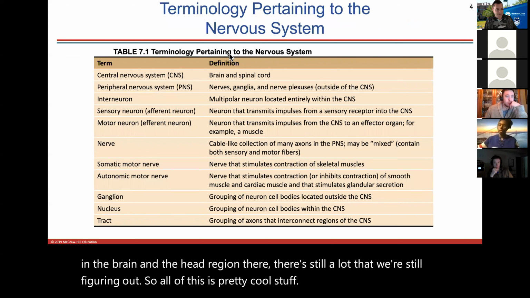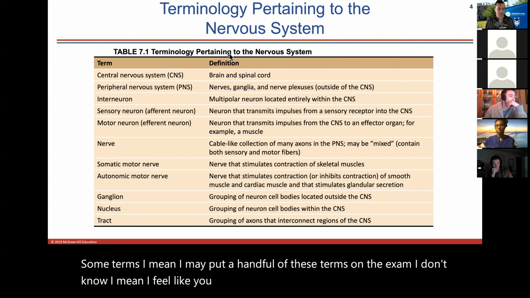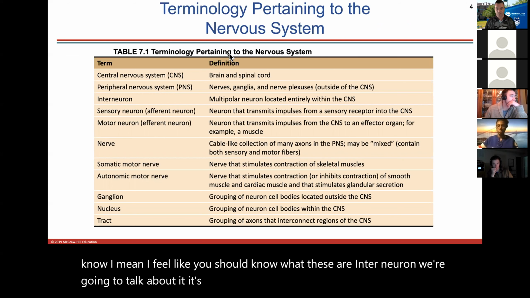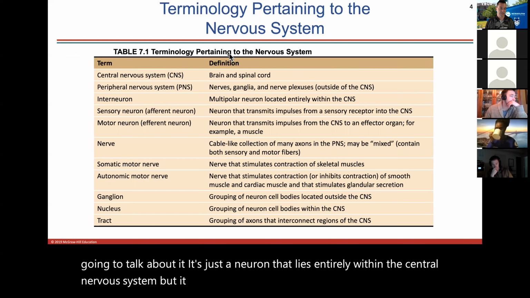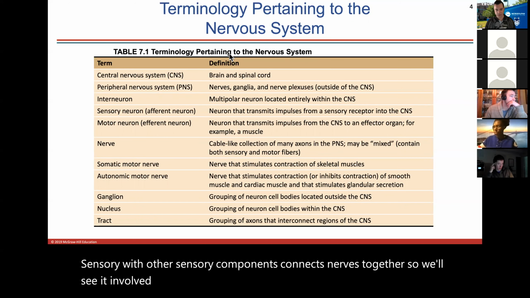Some terms, I may put a handful of these terms on the exam. I don't know. I feel like you should know what these are. Interneuron, we're going to talk about it. It's just a neuron that lies entirely within the central nervous system, but it connects sensory with other sensory components, okay? Connects nerves together. So we'll see it involved with reflex pathways.